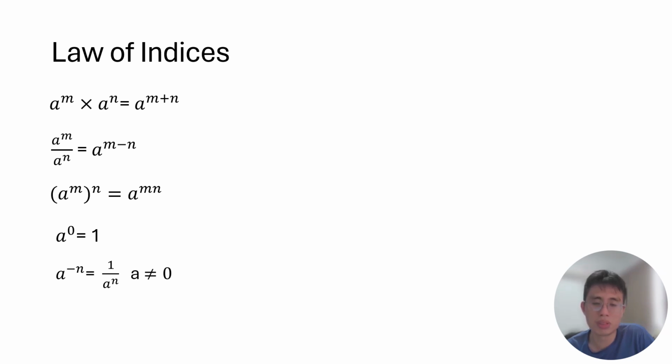And a power 0 is equal to 1. And the last one is a power negative n. You can express it as 1 over a power n. It sounds simple, right? So now let's go for examples.